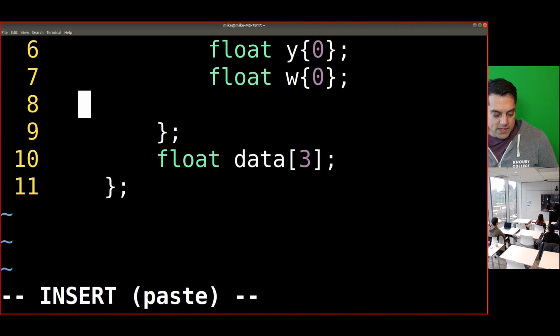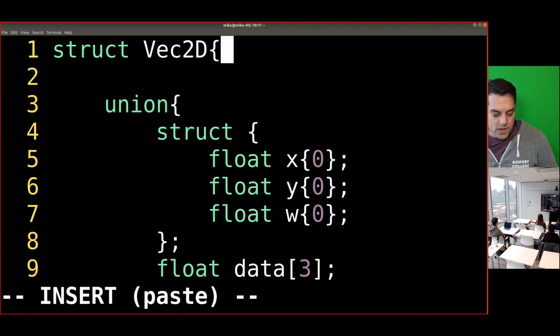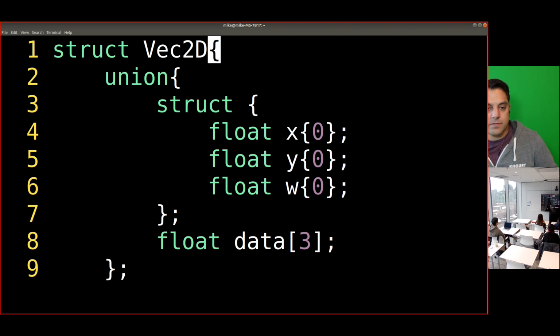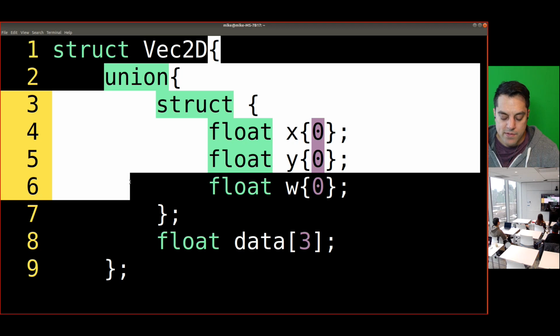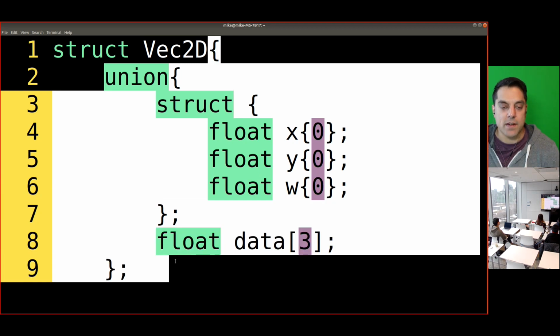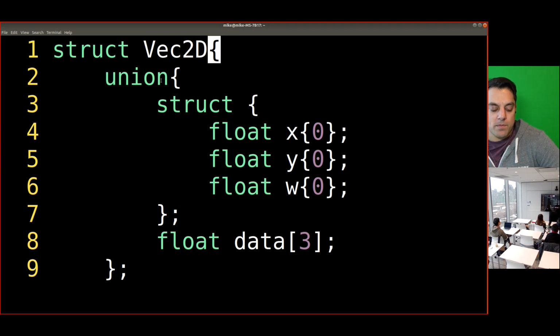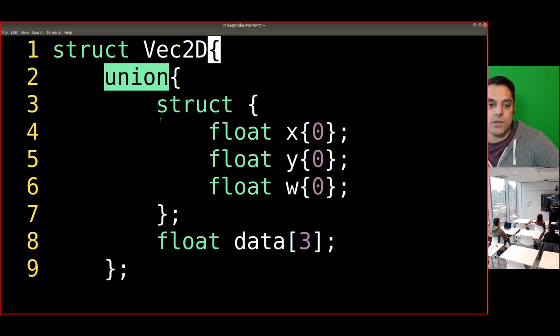Okay, let's just look at this part of our vec2d here. Here's the name of our data structure, vec2d, and then I've got this chunk here. These are all the member variables. By a show of hand, how many folks have seen a union before in code? Okay, one person. Maybe you've done some C programming.